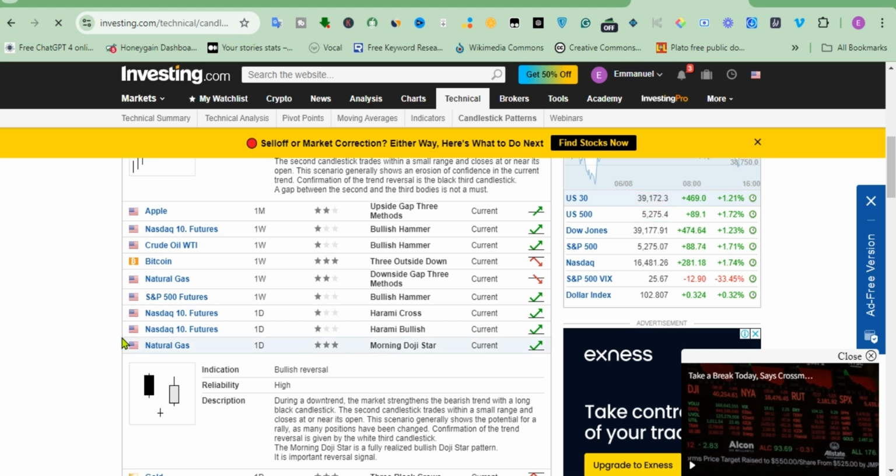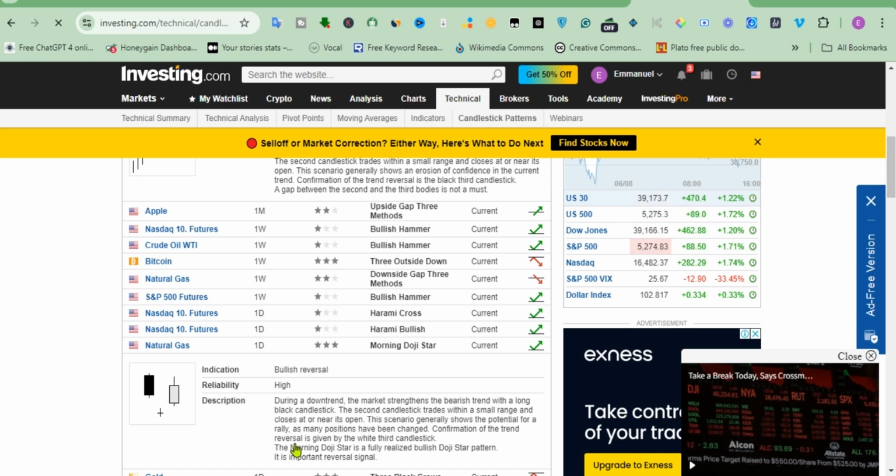We see it when the market is coming down in a downtrend. During the downtrend, the market strengthens the bearish trend with a long black candlestick. That's what they come in, a black candlestick. The second candlestick trades in a small range and closes at or near its open. This scenario generally shows the potential for a rally as many positions have been changed. Confirmation of this trend reversal is given by the wide third candlestick.